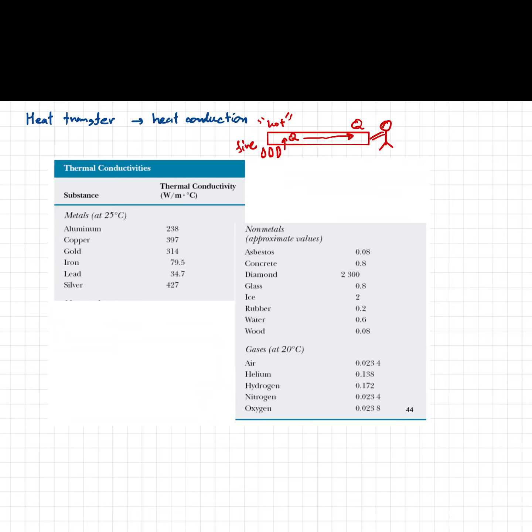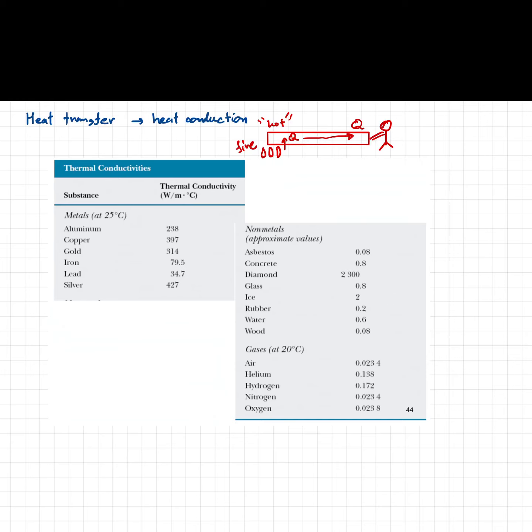It's called heat conduction because there's no movement of the material itself that creates this heat transfer. Right, so the block is staying there still. The block is not moving, but somehow it can conduct heat.